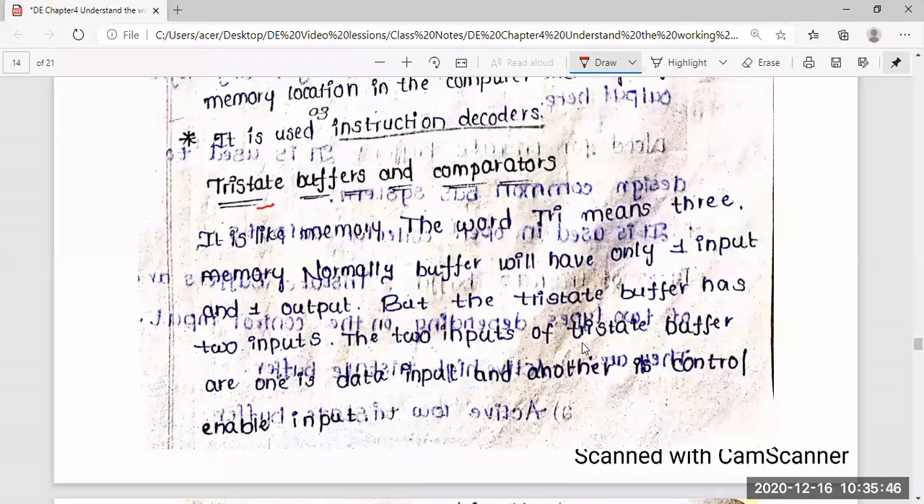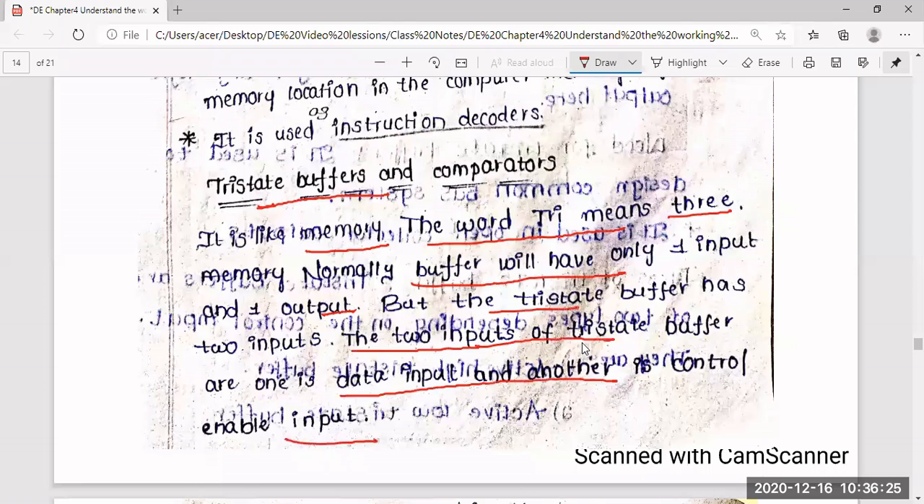So this is your tri-state buffers. Okay, it is like memory. The word tri means three. Buffer is nothing but which is storing the data as it is. So it is like memory. Okay, so what is the meaning of tri? Means three. Normally buffer will have only one input and one output. But the tri-state buffer has two inputs, actually two inputs but one output. So that's why it is three states total. So the two inputs of the tri-state buffer are, one is the data input and another is the control enable input. Okay, that's why it has three.